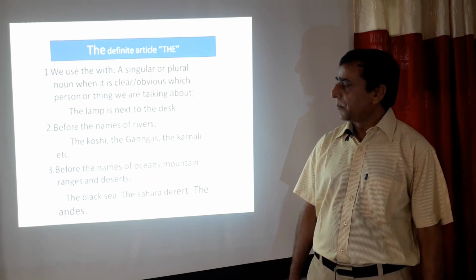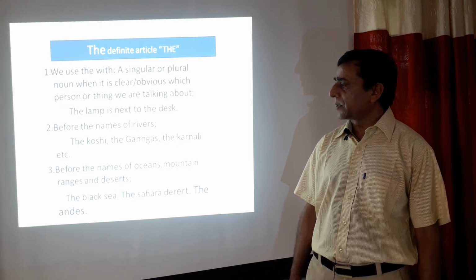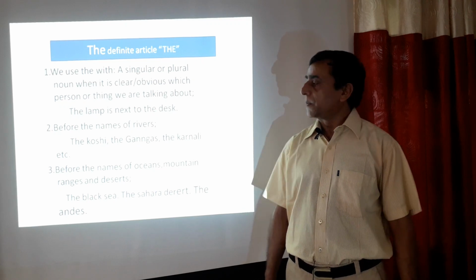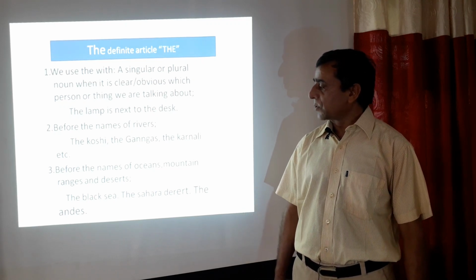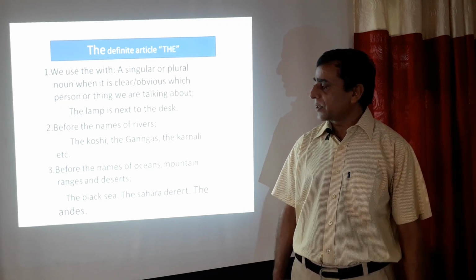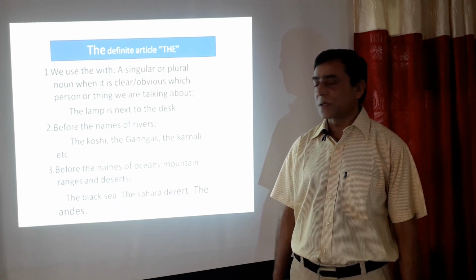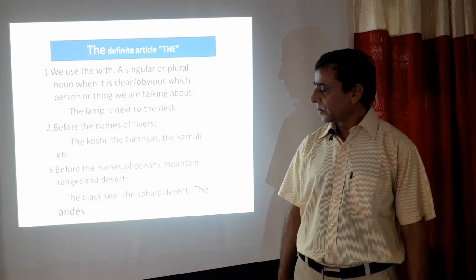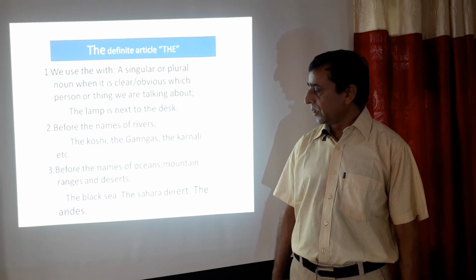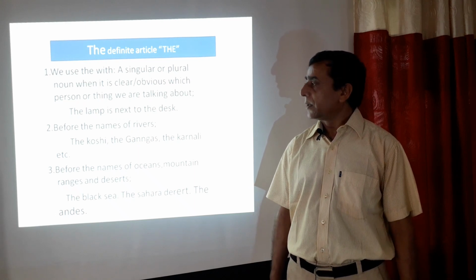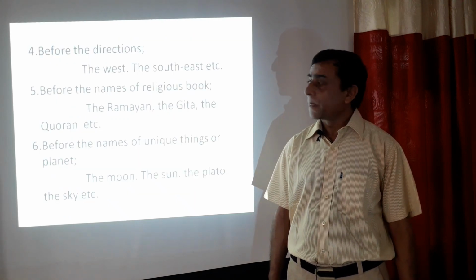Number three, before the names of oceans, mountain ranges and deserts. Friends, it should be clear. Before the names of oceans, mountain ranges and deserts, we use the article. For example, the Black Sea. Second one, the Sahara Desert. The third one, the Andes or the Mount Everest. Like this, we are going to say the examples.